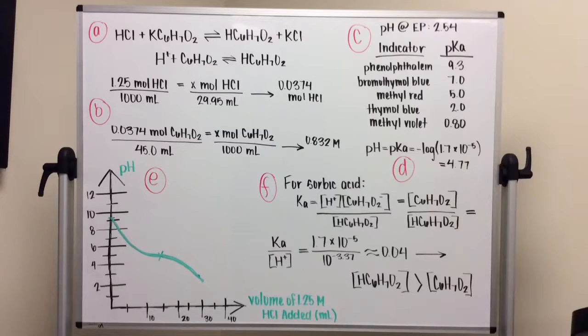Hi everyone! Today we're going to be going over the AP Chemistry FRQ Question 3 from 2015. Now, as you can see, there are 6 parts to this question, A through F, and we will be going over each one individually, so let's dive right into Part A.